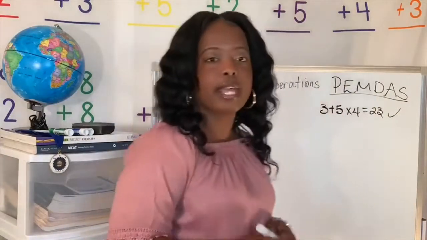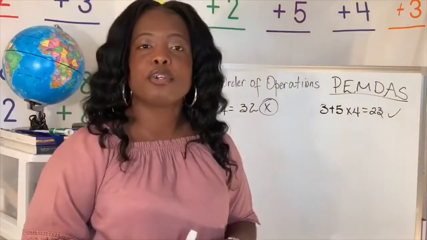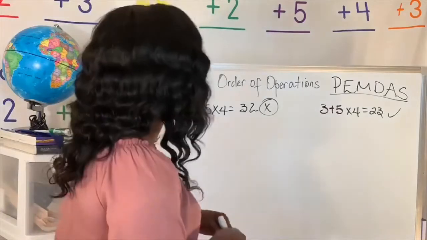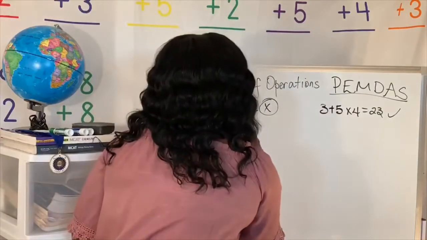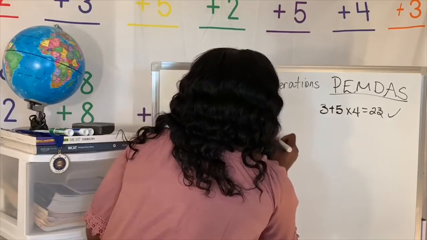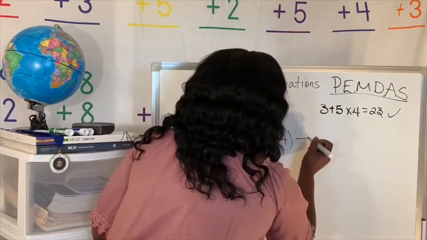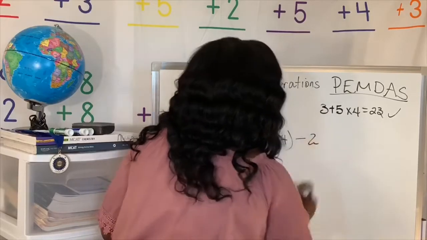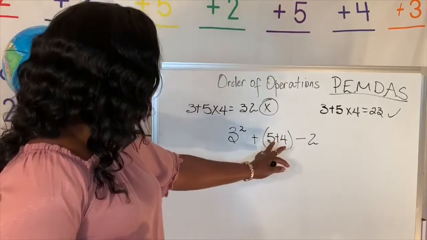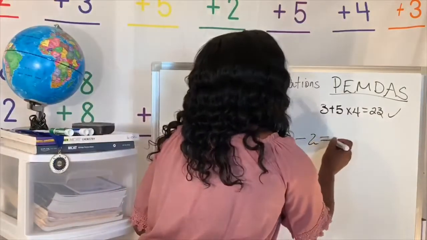So that is correct. So now we're going to go ahead and do some more examples so that you can better understand how to approach problems when you're looking at order of operations. So I say we had 3 squared, and we're adding this to (5 plus 4), which is in parentheses, and we're subtracting 2 from all of that. So we have 3 squared plus (5 plus 4) minus 2, and again we're trying to solve this problem.